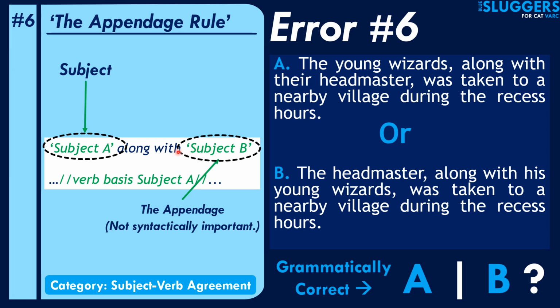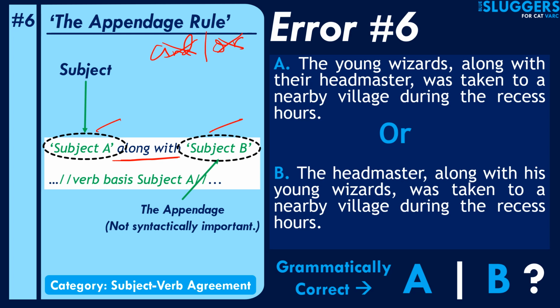Now, I'm not talking about cases where these words are connected by coordinating conjunctions like and or. I'm not talking about them. I'm talking about cases apart from them, where these subjects might be connected by links such as along with or together with, accompanied by, etc. I've provided some more examples in the next slide.